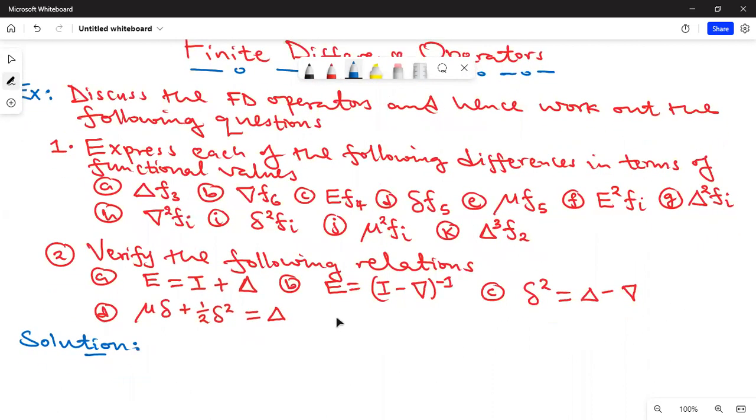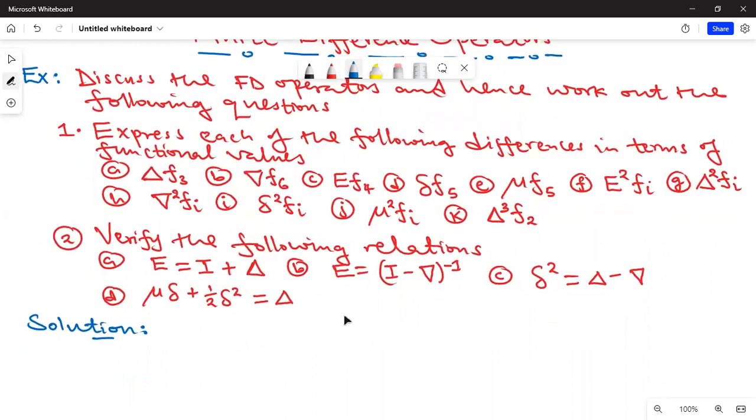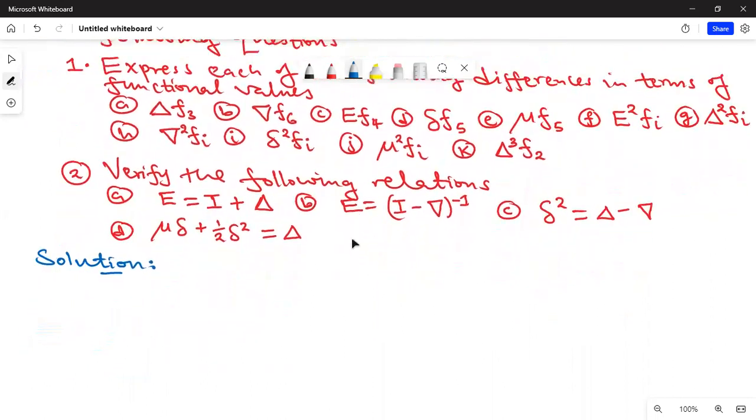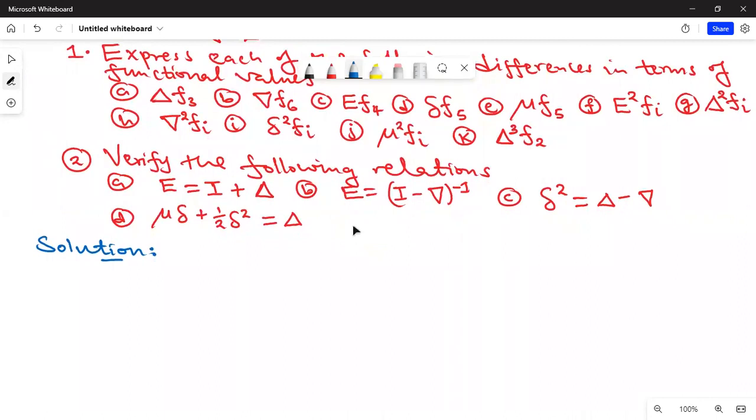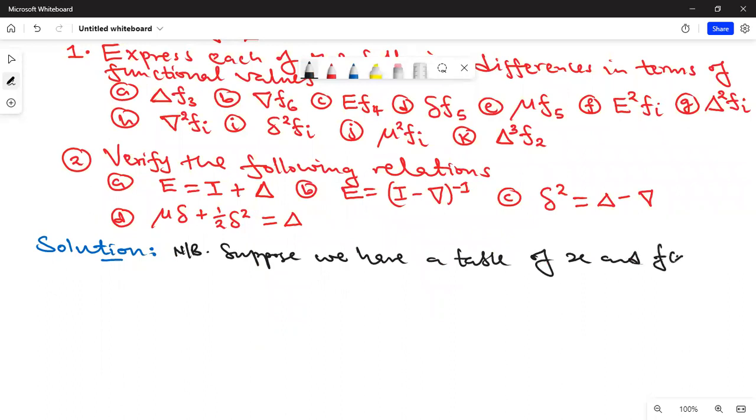So I want us to discuss the basic concepts involved in finite difference operators. So we are going to start from what we know to be able to build up on these operators. So I want us to take note that suppose we have a table of x and f of x in the form of this one.